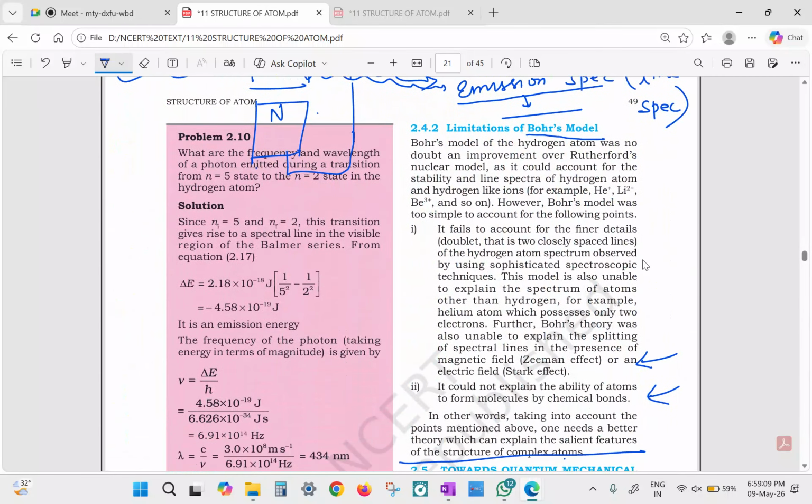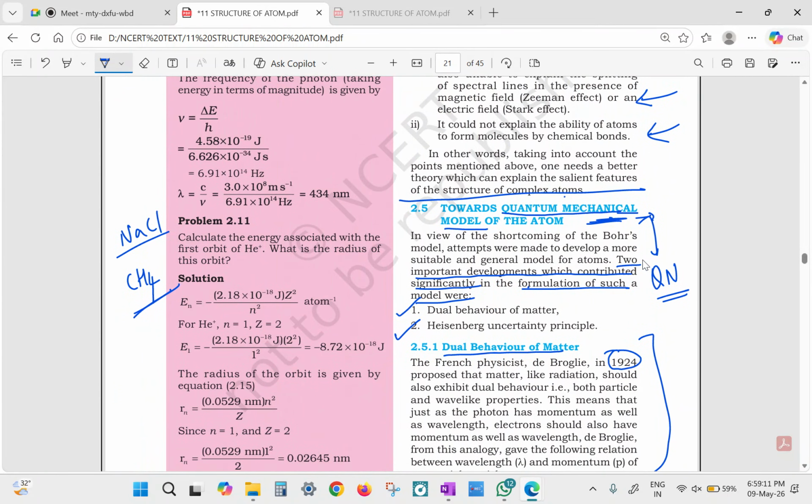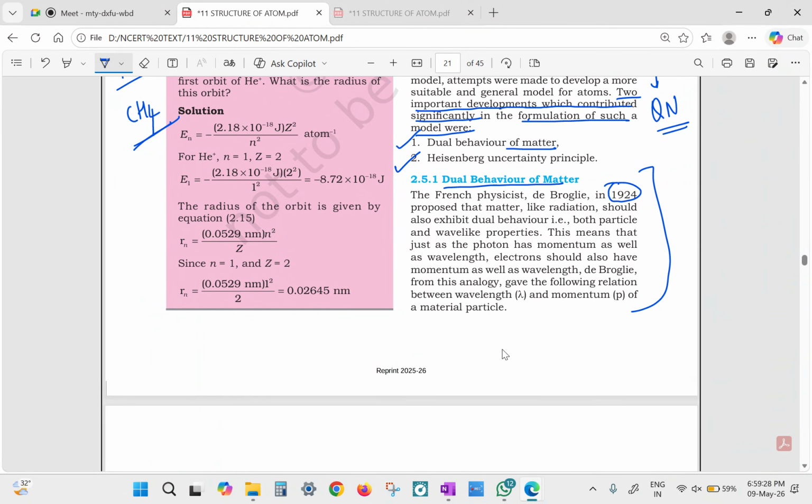Okay. So why are the rules and regulations of an object not actually being followed by the electron? Probably the electron also has wave character. So what do you mean by dual behavior of matter? French physicist de Broglie in 1924 proposed that matter, like radiation, should also exhibit dual behavior, both particle and wave-like properties.